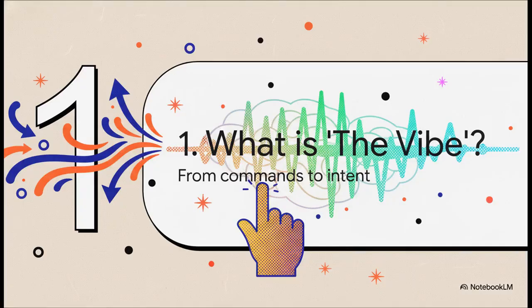All right, so first things first. What do we even mean by the vibe? Well, think about making our YouTube video. The old way would be clicking buttons, right? Increase saturation by 5%, add a crossfade here, apply this specific filter. The new way? You just say, make this scene feel more epic and inspiring. You describe the goal, the intent, and the AI handles all those little steps for you.